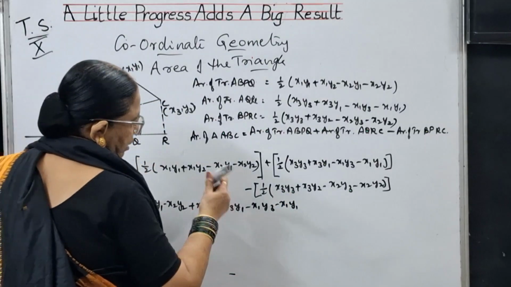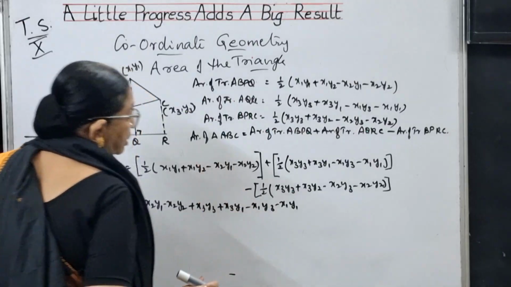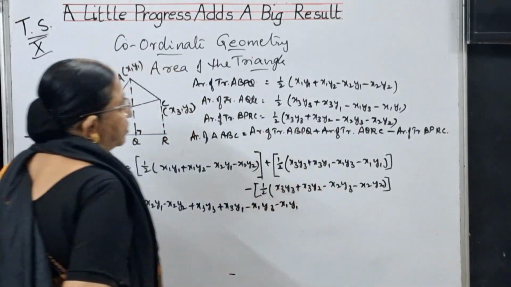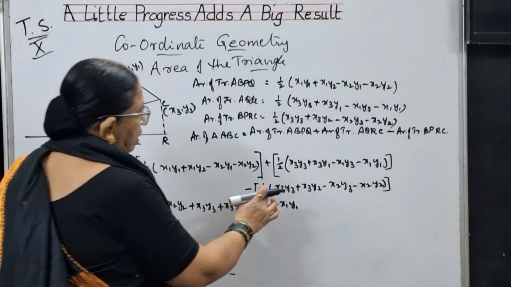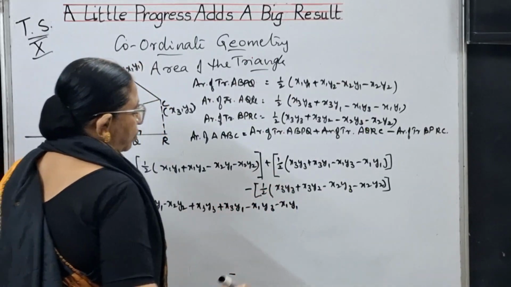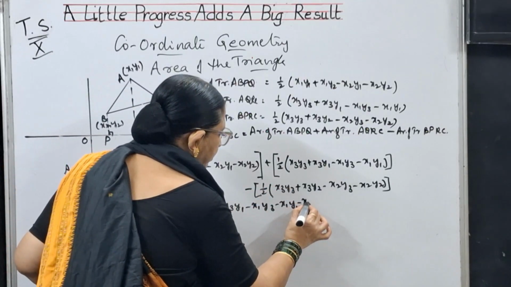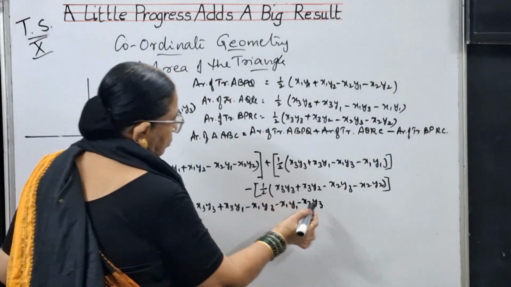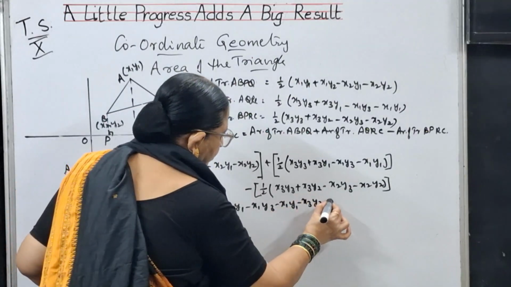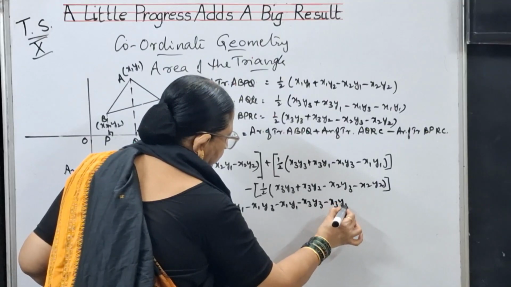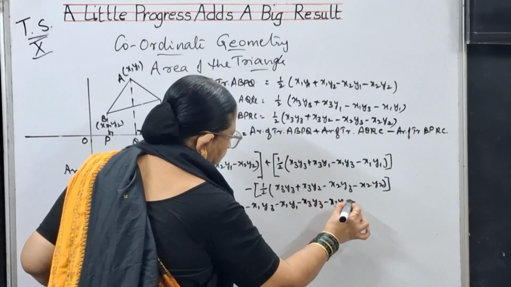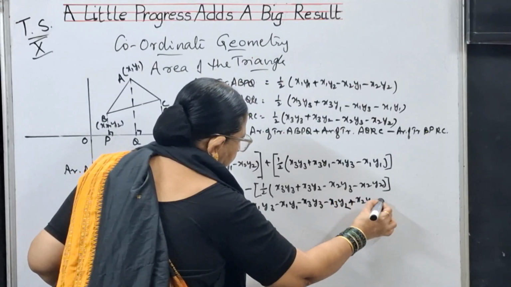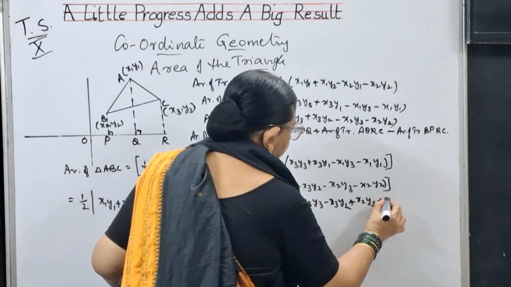Now I have to subtract. Subtracting means what, children? All these values' signs will change. So it was having x3 y3 positive, now it becomes minus x3 y3. And this is positive, it becomes minus x3 y2. This is minus, becomes plus x2 y3. This is minus, it becomes a plus x2 y2.